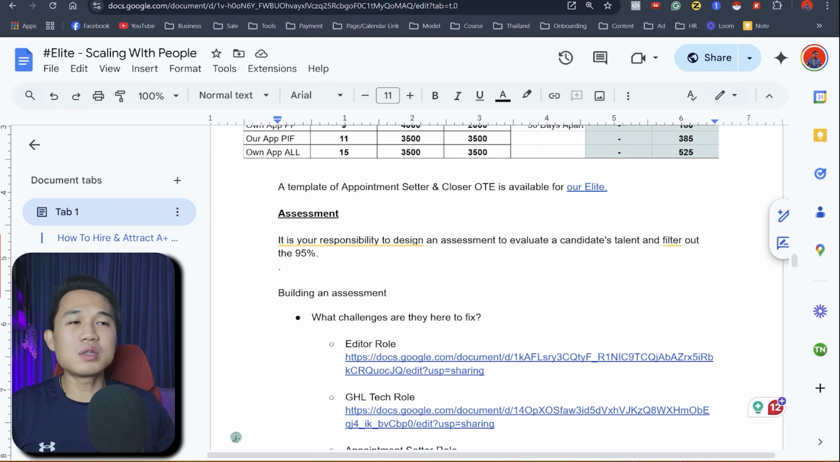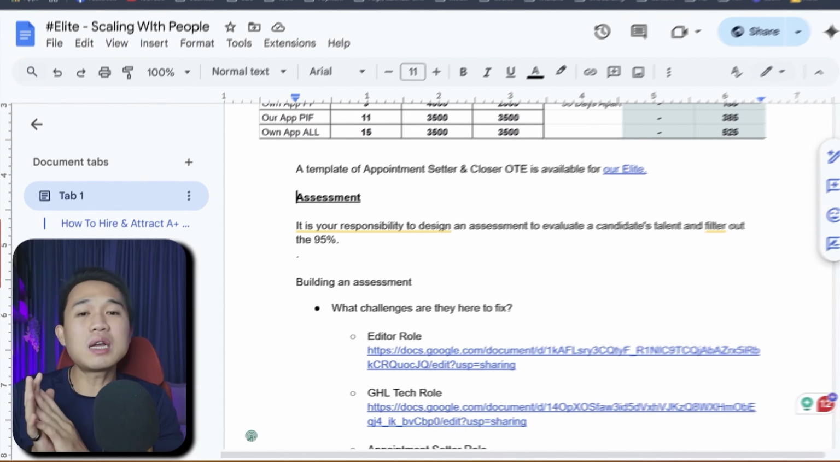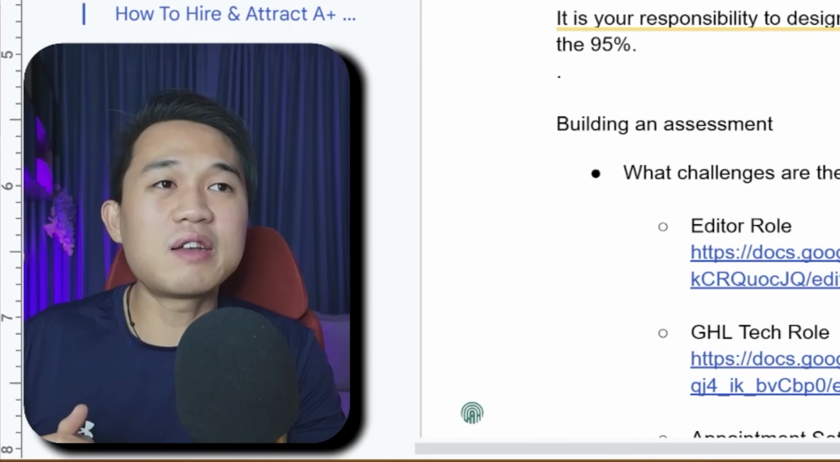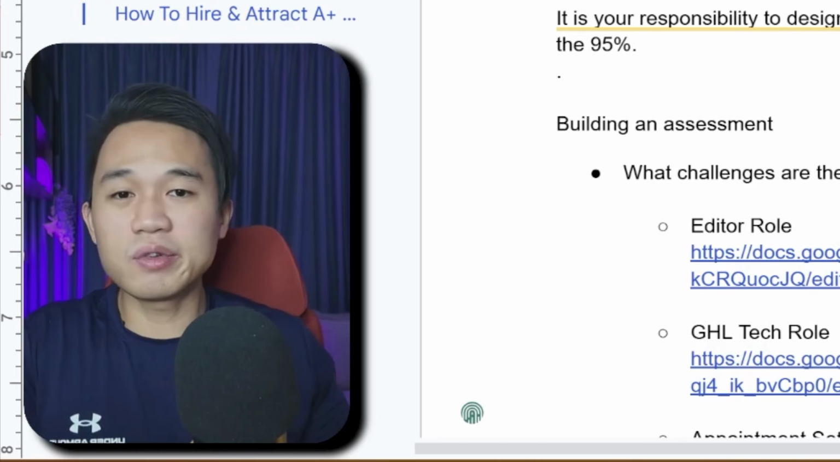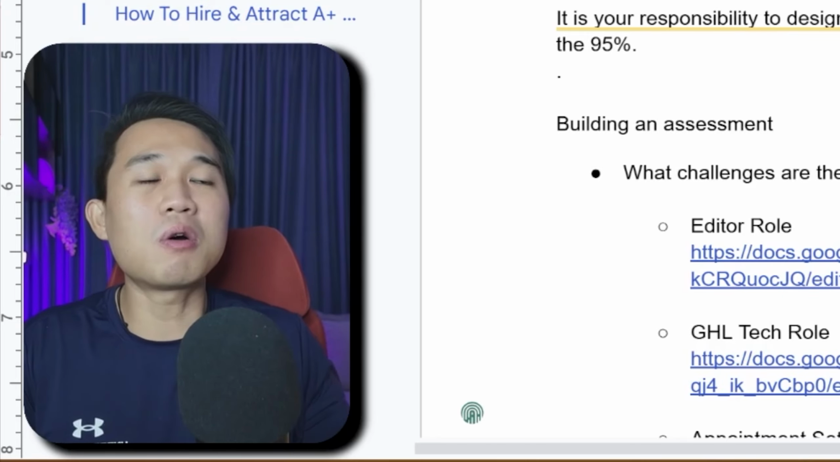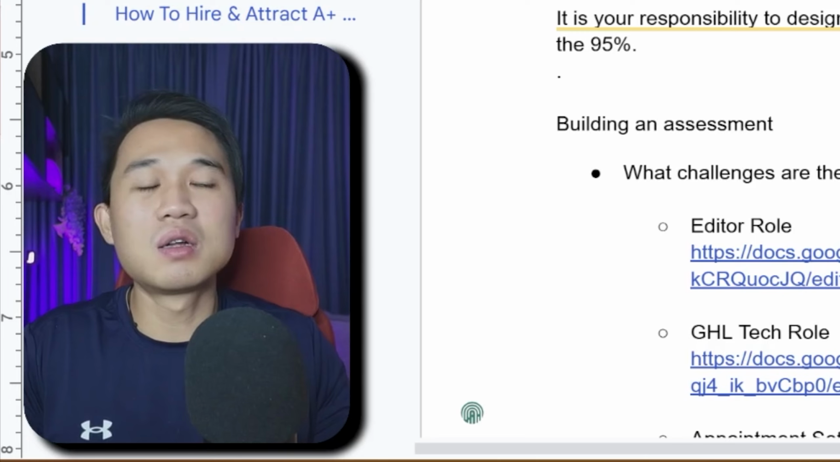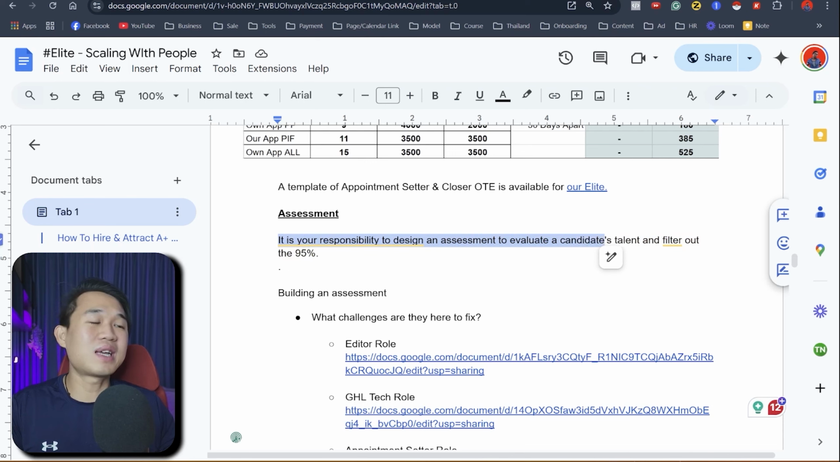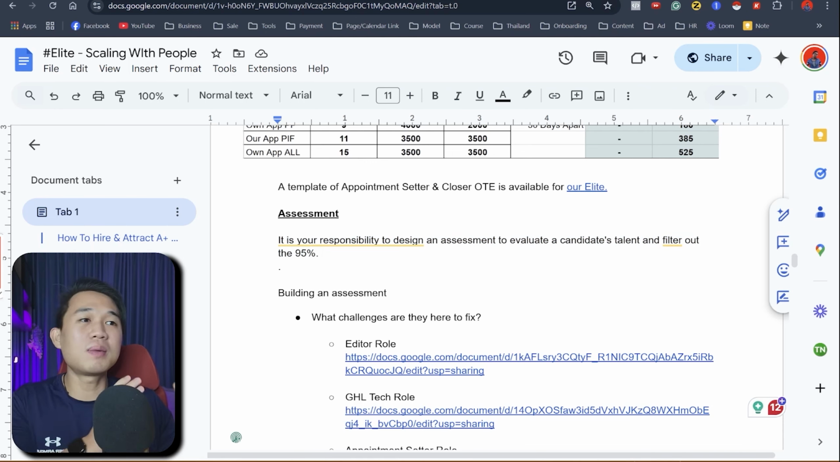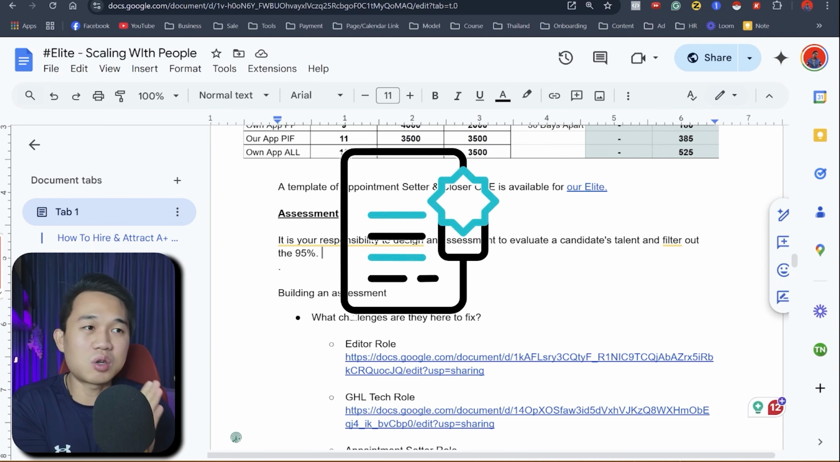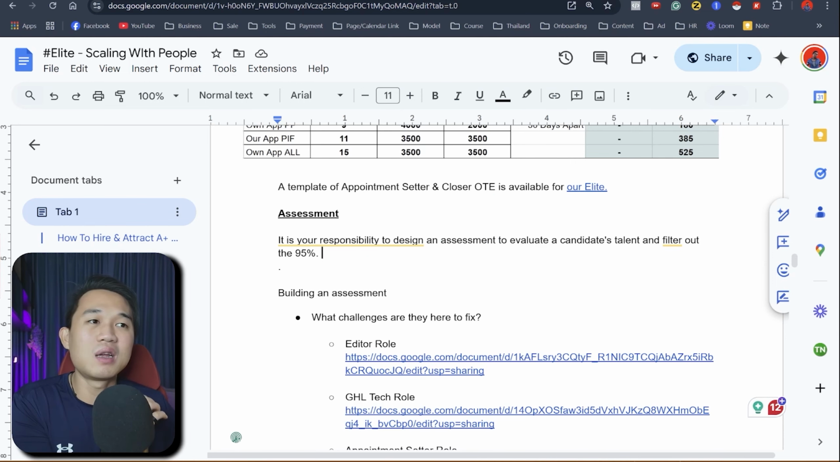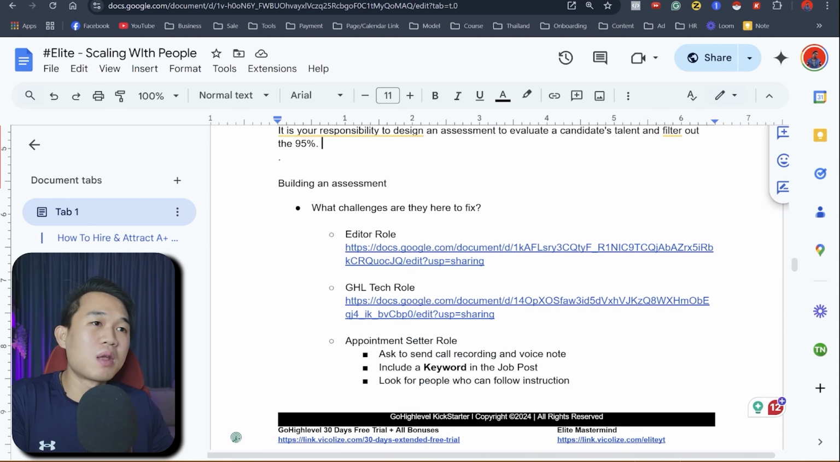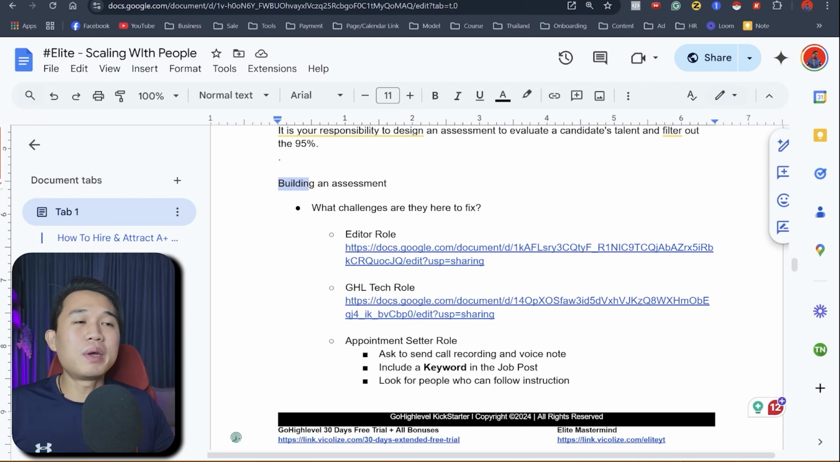So when it comes to assessment, right, this is very important. If you can do this really well, it can save you so much time with the interview process, because you only interview people who actually pass the assessment, which is the qualification part, right? It is your responsibility to design an assessment to evaluate the candidate's talent and filter out the 95%, right? So you want to only be talking to the top 5% who apply into your hiring funnel, okay? So we have an example here, building out an assessment.